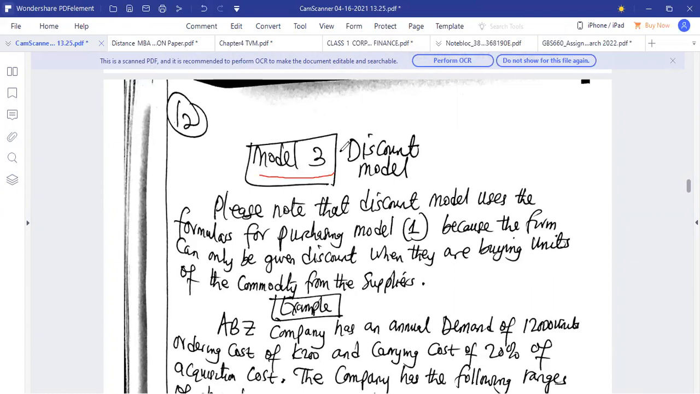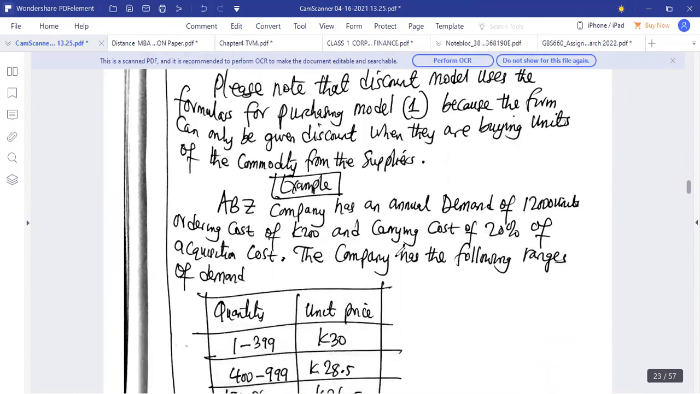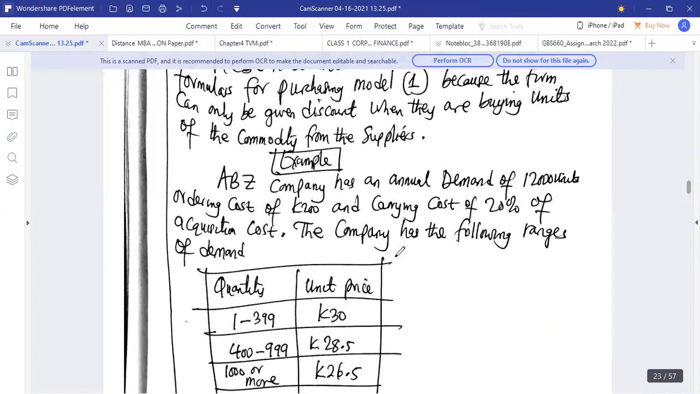Now, please note that the discount model uses the formulas for the purchasing model, because the firm can only be given a discount when they're buying units of the commodity from the suppliers. So that's when they can only be given a discount. So let's get into this example here, because I've mentioned that this one we use the formulas for model 1.